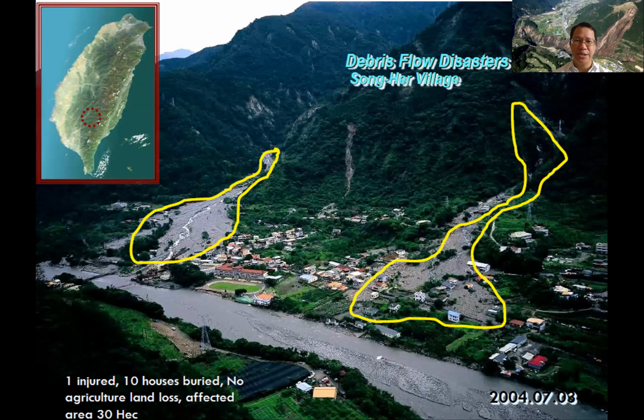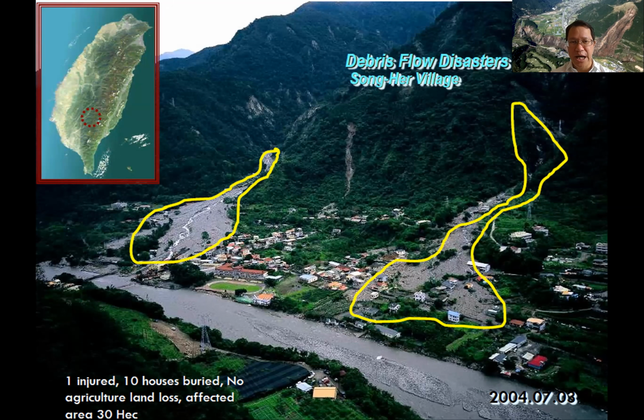This is in Taiwan. The debris flow occurred. You can see the flow of the rock and debris. In this yellow boundary, it slid down. All the buildings over there have been destroyed.